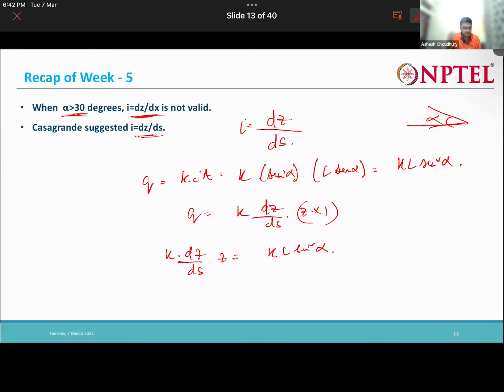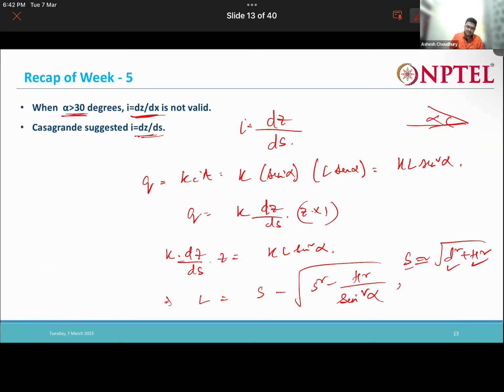and then integrate, we'll get the length L, where L is nothing but S minus S, and S is approximately equal to this. So you know H, you know D, you can find S. Then you know alpha, you know H, you know S, you can find L. And then if you put L in this equation, you can actually find the flow. Similar to the previous case, just that our expression for L is changing because the expression for my hydraulic gradient is changing here. So this was given by Casagrande.